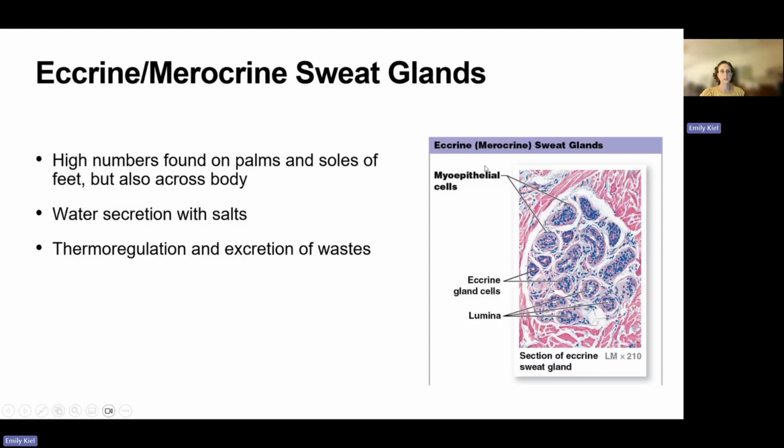And then here is our eccrine or our merocrine sweat glands. These are found on our palms and the soles of our feet, but they're also found across the body. And you're going to have water secretion with salts, helps with thermoregulation and excretion of wastes. So here's those eccrine sweat glands with a little bit of the lumen there as well.